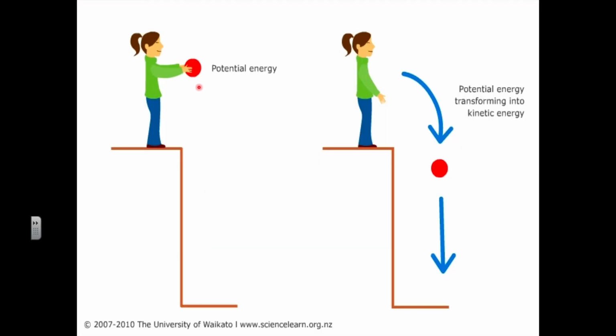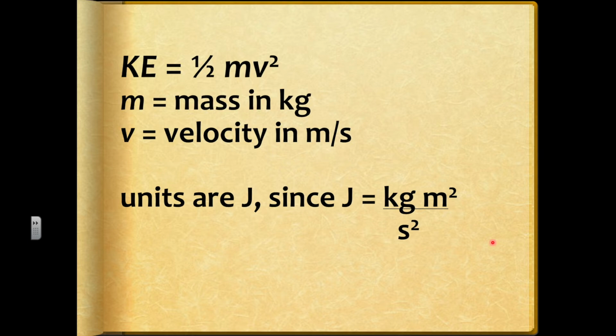So the girl dropping the ball on the hill: this ball has no kinetic energy because it has no velocity, but as she drops it, it gains velocity, so it gains kinetic energy. It also loses potential energy. So the potential energy is converted into kinetic energy. So that's just the important key thing to learn.